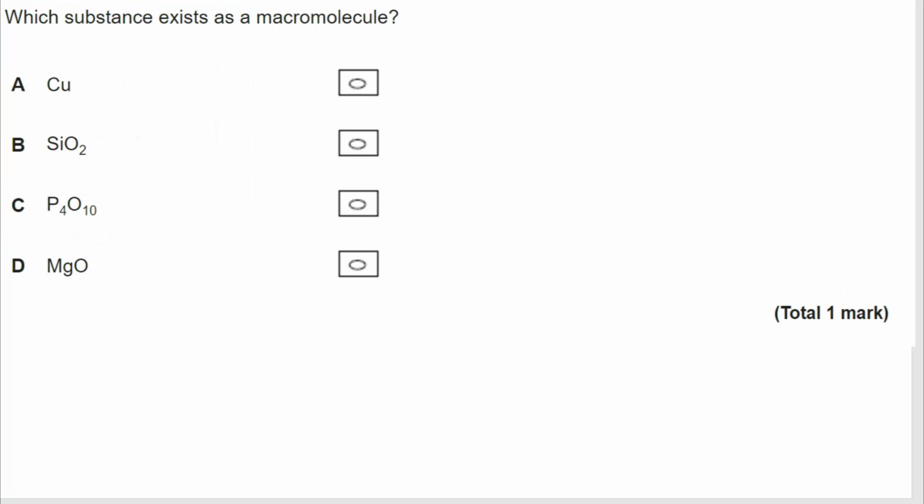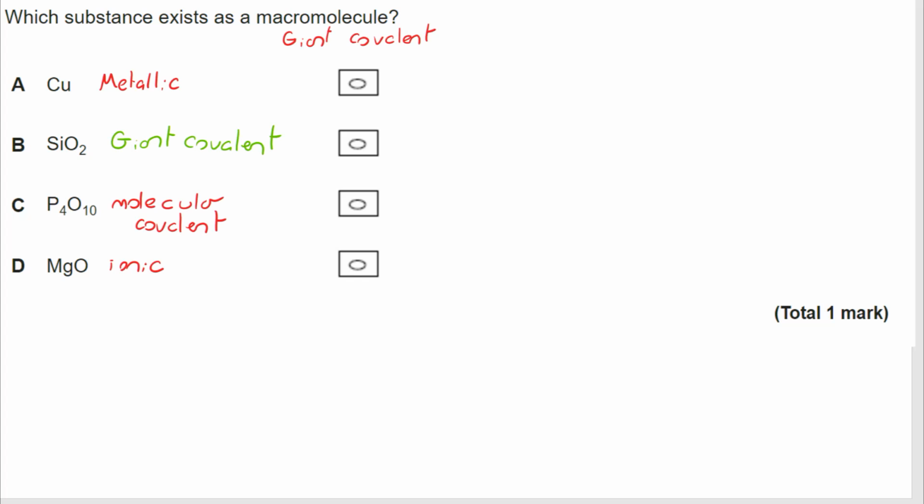So the most important thing here is understanding what we mean when we're talking about macromolecules. And macromolecular is related to giant covalent. So when I break that down a little bit further, copper is metallic. It's a metal, we know that one, so we can immediately dismiss it. P4O10 is molecular covalent. That's certainly not giant covalent. There would be intermolecular forces between P4O10 molecules. And magnesium oxide, metal and non-metal, is ionic.